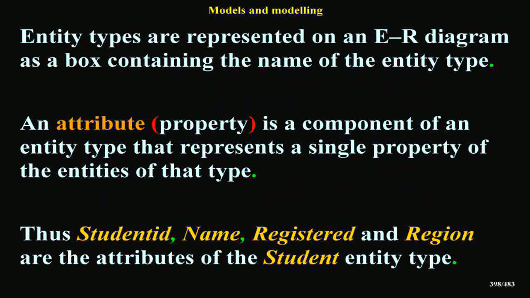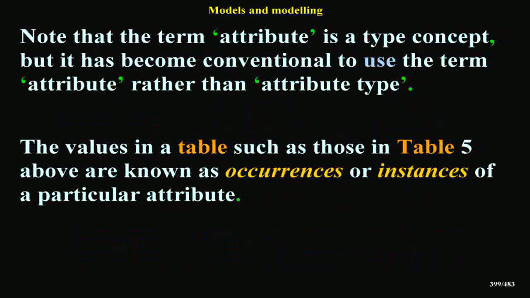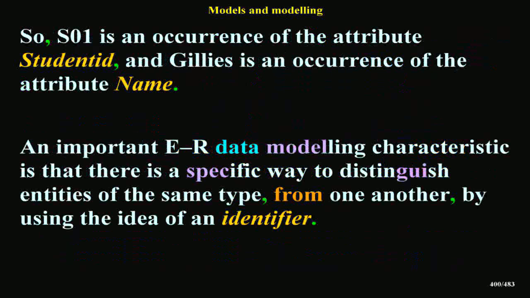An attribute, or property, is a component of an entity type that represents a single property of the entities of that type. Thus studentid, name, registered, and region are the attributes of the student entity type. Note that the term attribute is a type concept, but it has become conventional to use the term attribute rather than attribute type. The values in a table such as those in Table 5 above are known as occurrences or instances of a particular attribute. So, S01 is an occurrence of the attribute studentid, and Gillies is an occurrence of the attribute name.